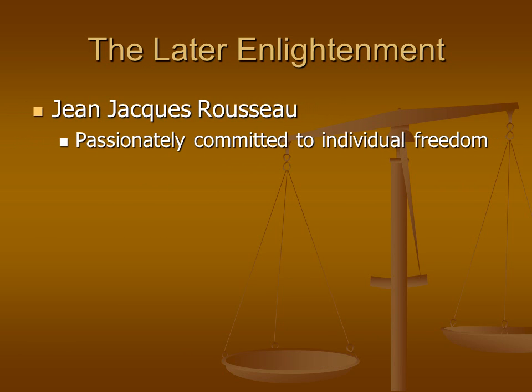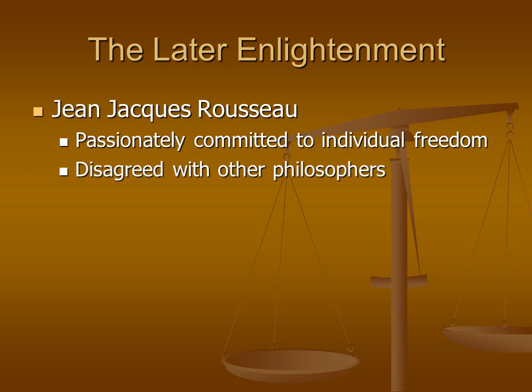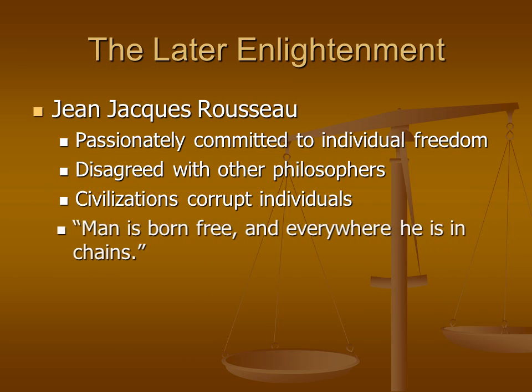Jean-Jacques Rousseau. Rousseau, we should know from our DBQ, talked about individual freedoms. Civilization corrupts people, that man was born free, and that everywhere else he's in chains. That man is chained down by government, and that the reason that government exists is to protect individual freedoms. Okay, so Rousseau is another one that talked about individual freedoms, about being able to, if you weren't in this situation, you'd be able to do it in a different way.